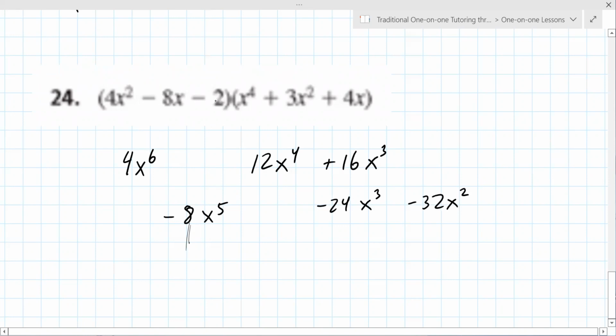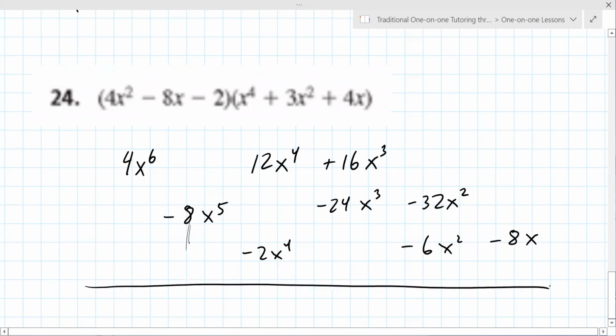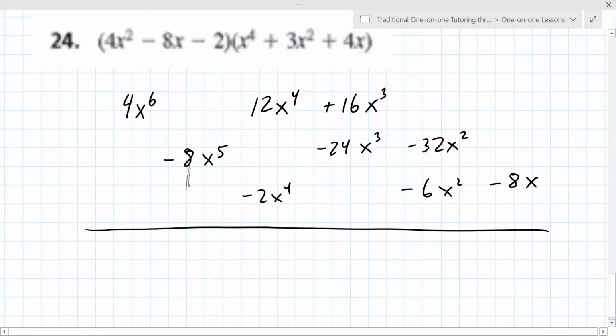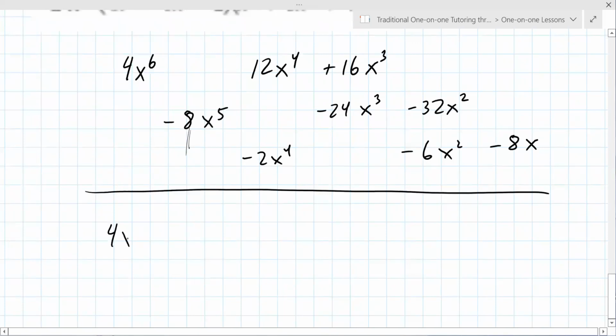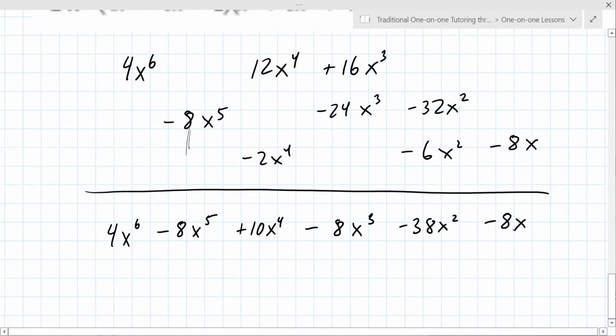And then continue. Minus 2 times x to the 4th is minus 2x to the 4th. Minus 2 times 3x squared is minus 6x squared. Minus 2 times 4x is minus 8x. Yeah, there are some gaps, but this is just an easier way to line things up for me. So it's up to you. That's one of the benefits of getting this instruction on the side: you get a few other choices for how to work out problems, and you may find some things that help you there.